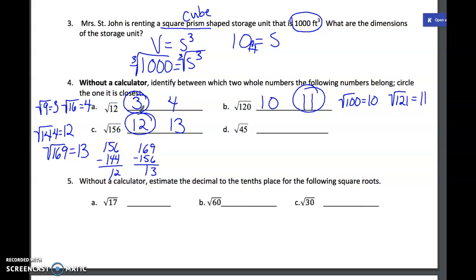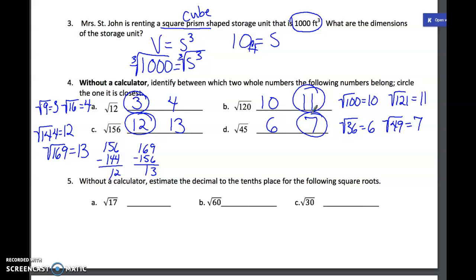Okay, square root of 144, or I'm sorry, square root of 45. Thinking about where it falls, I know that the square root of 36 is 6 and the square root of 49 is 7. So that means that it falls between 6 and 7. It is only 4 away from that square root of 49, so it is closer to 7.